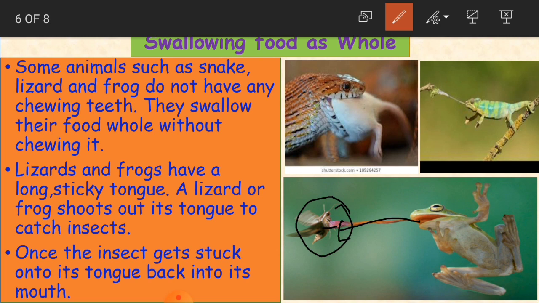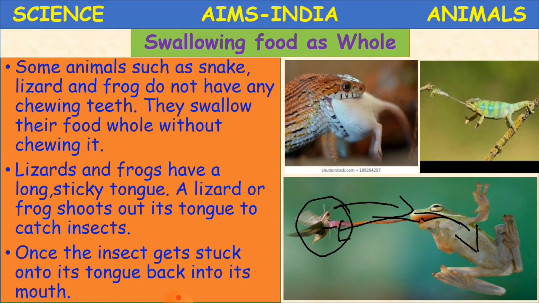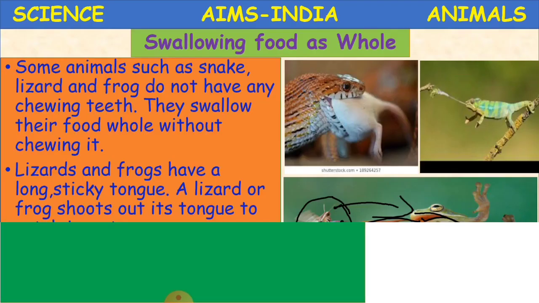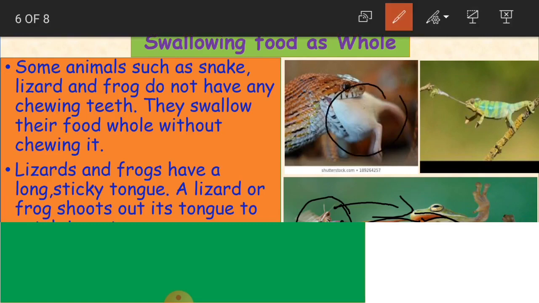Then the tongue is taken back into its mouth, and like this the frog takes the insect as food and just swallows it into its stomach. Clear, children? So this is swallowing food as a whole. Here in the picture, as I said before, it is eating as it is. It is not tearing or cutting it.